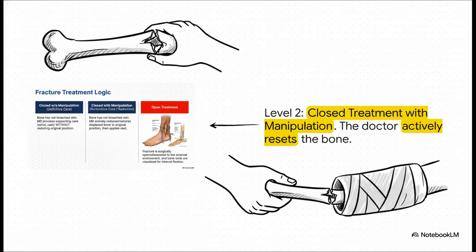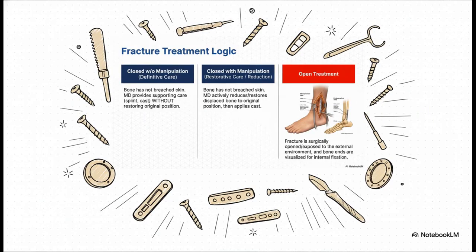But if that bone is displaced, we've got to go up to level 2. This is what you probably picture when you think of setting a bone. The doctor has to actively manipulate it, physically push it back into its original position, and then they apply the cast. And for the most severe cases, you have level 3, open treatment. This is full-on surgery. The site is opened up and the bone is repaired directly, often with internal hardware, like plates and screws to hold everything together while it heals.